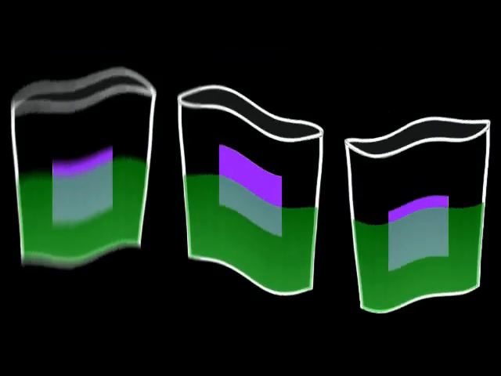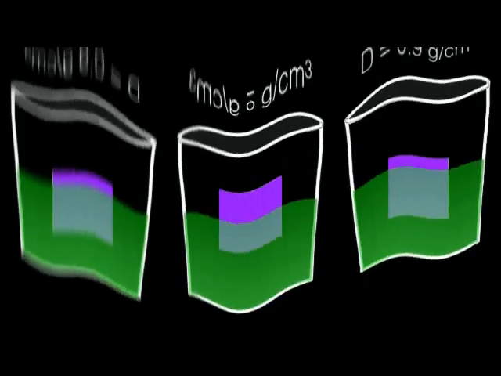The density of liquid water is 1. Objects with a density of less than 1 will float, and objects with a density greater than 1 will sink. Take a look at these 3 objects. All of them float, so their densities are less than 1.